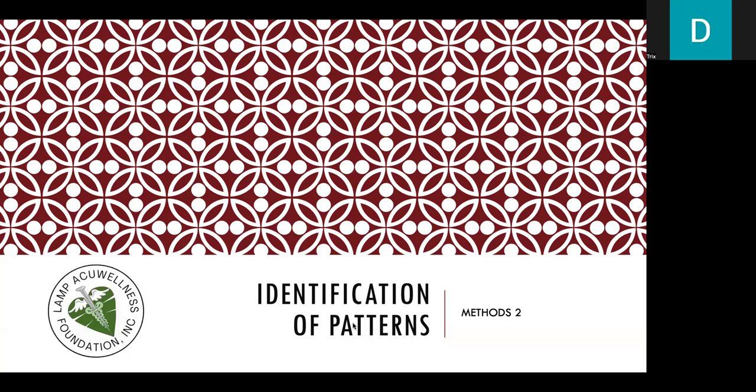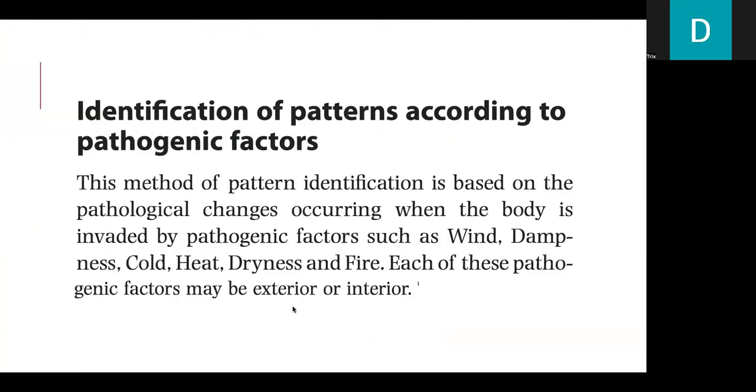Let's now go to identification of patterns. Let's discuss methods, part 2. This method of pattern identification is based on the pathological changes occurring when the body is invaded by pathogenic factors such as wind, dampness, cold, heat, dryness, and fire. Each of these pathogenic factors may be exterior or interior.